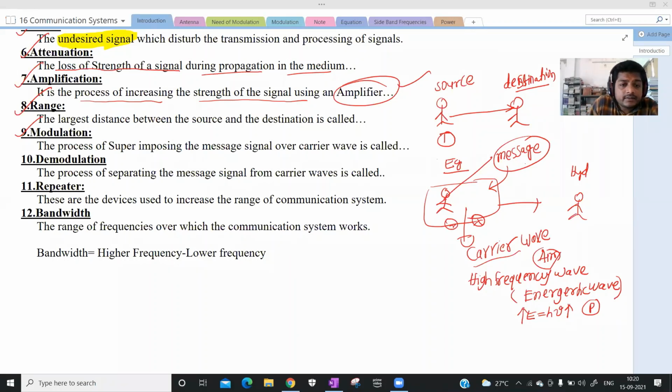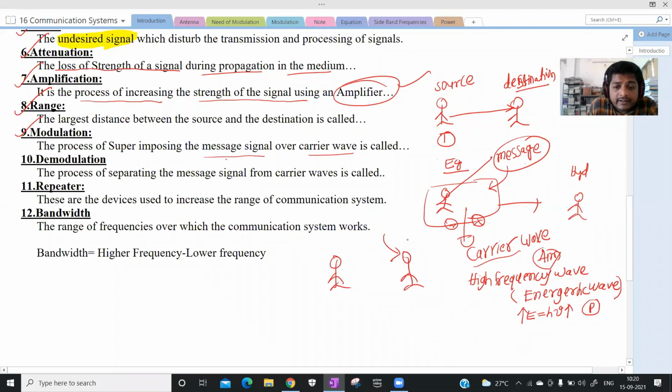Okay? So it reaches the destination. So after reaching the destination, what happens? At the receiver, this is the transmitter and this is the receiver. At the receiver, we cannot understand the mixing of signals.